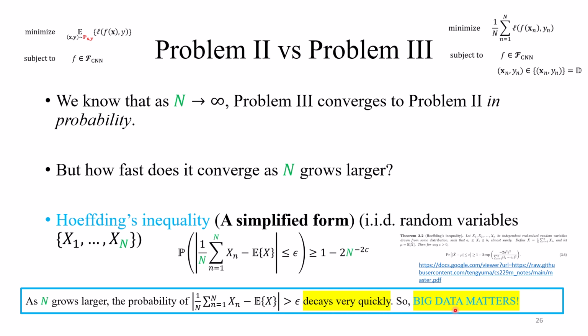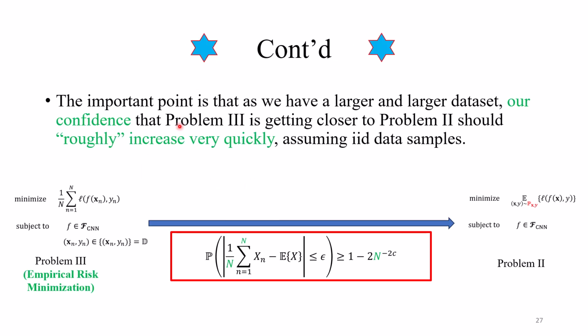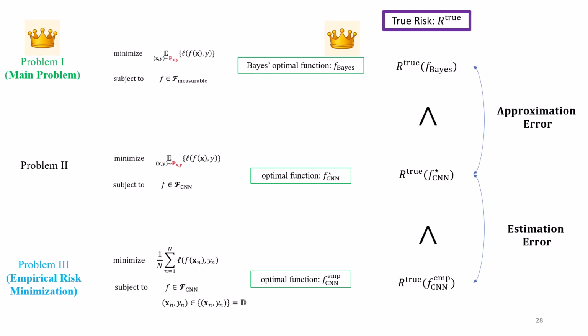So in this case, big data really matters. So the important thing is that as we have a larger and larger data set, our confidence that problem 3 is getting closer to problem 2 should roughly increase very quickly, assuming that we have IID samples.